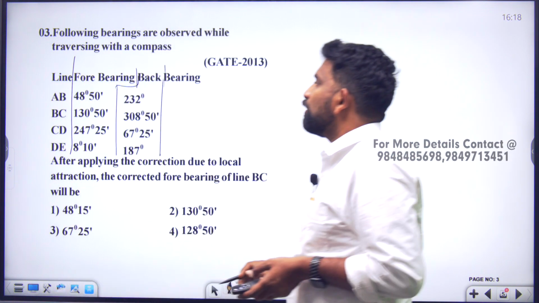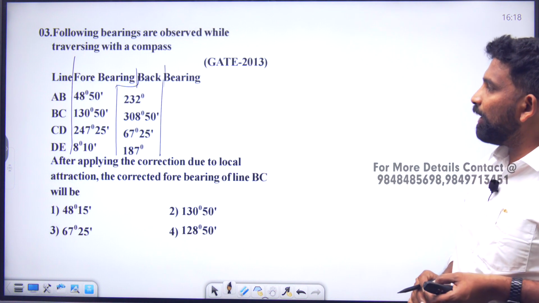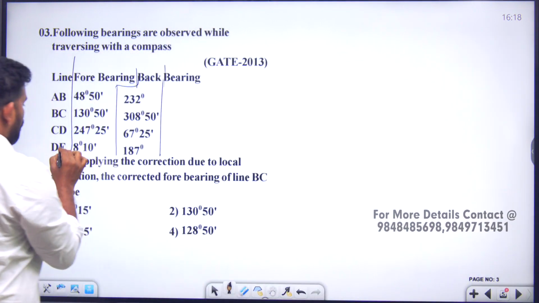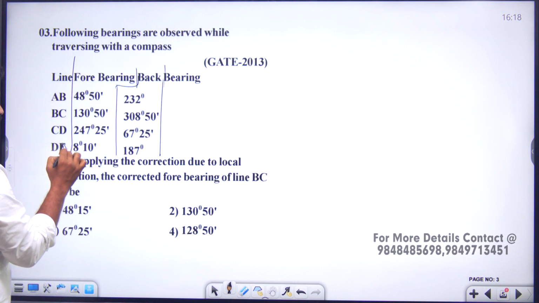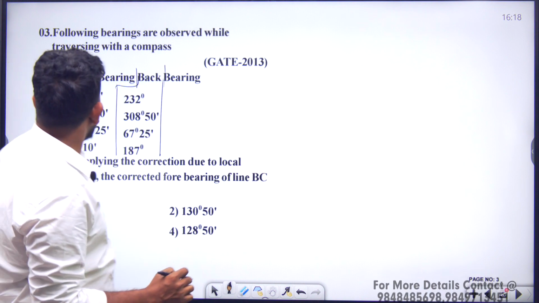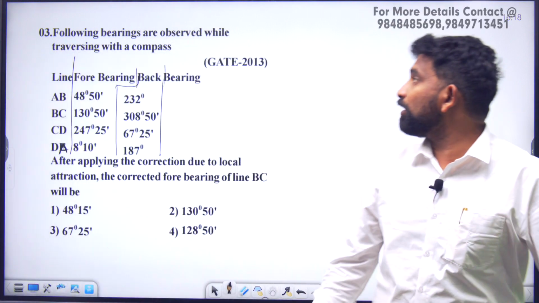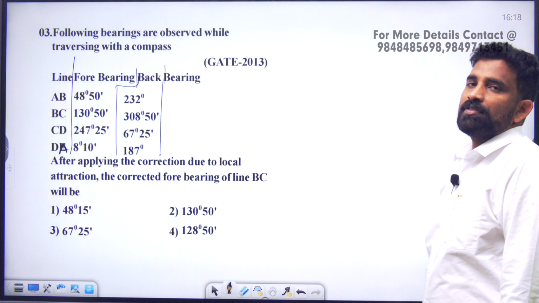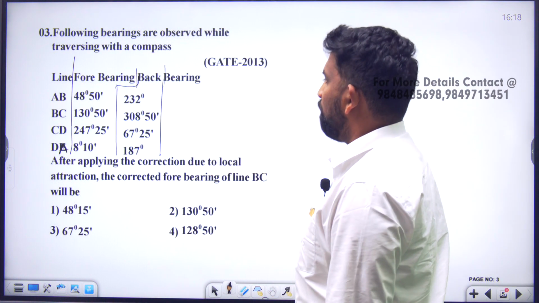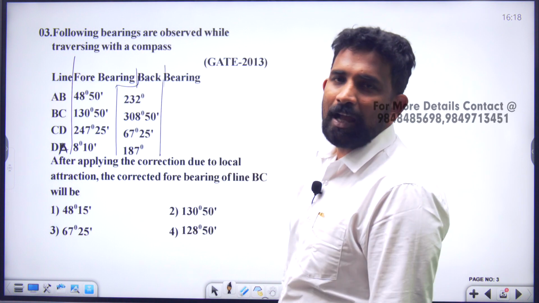So line was given, a fore bearing was given: AB, BC, CD, DA. This is not E beta, this is A. A traverse has to be closed to find out the corrections. So a traverse was given: AB, BC, CD, DA, and fore bearings and back bearings were given here.